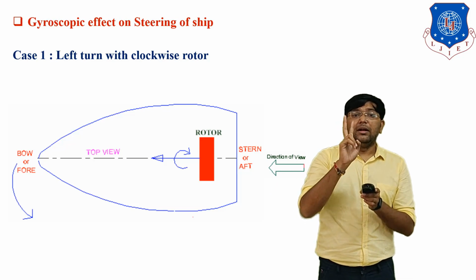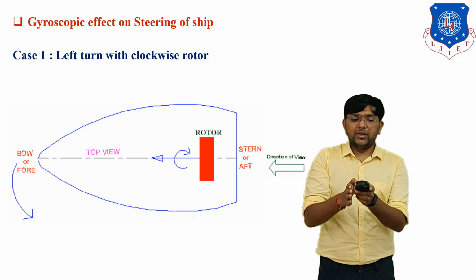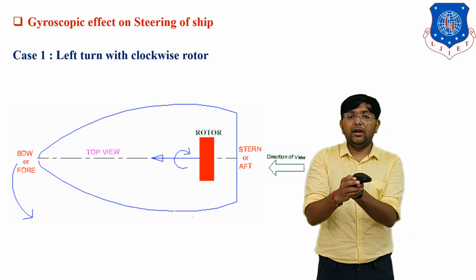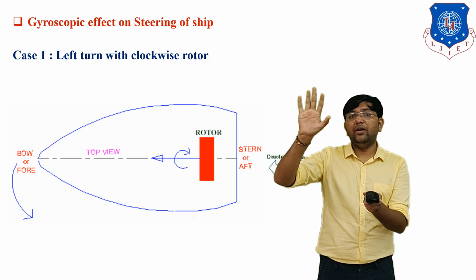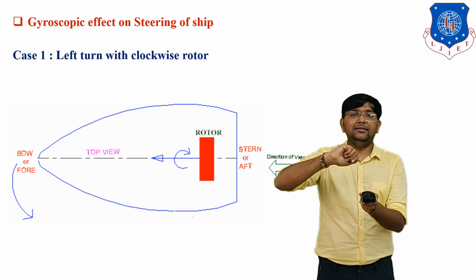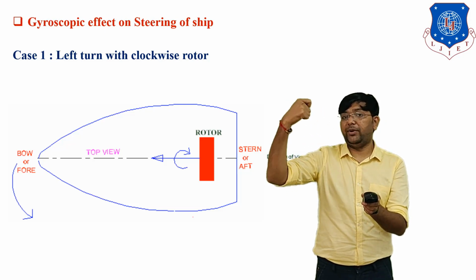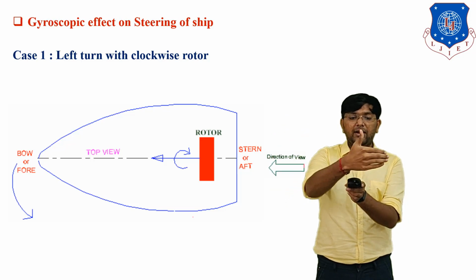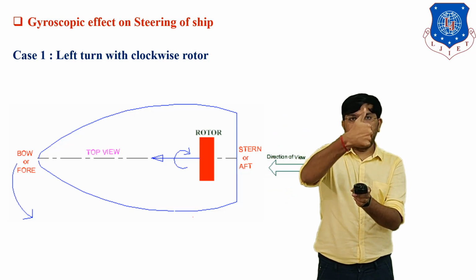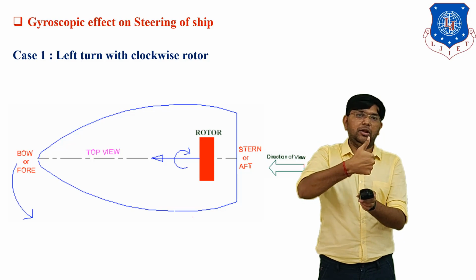Clear? Now, the ship tries to take a left turn. So suppose this is a ship. The ship tries to take a left turn. So you have to put your fingers in the direction of the left turn. At that time, the thumb indicates the direction of angular momentum for the axis of precession. Clear? So put your fingers in the left turn. At that time, the thumb indicates the direction of angular momentum.